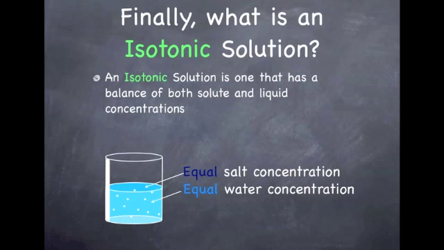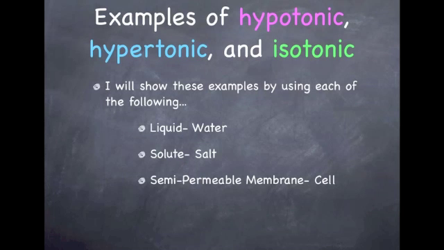Finally, what is an isotonic solution? Well, you guys might have guessed. An isotonic solution is one that has a balance of both solute and liquid concentrations. As you see in the picture below, there's an equal amount of salt and an equal amount of water concentration.